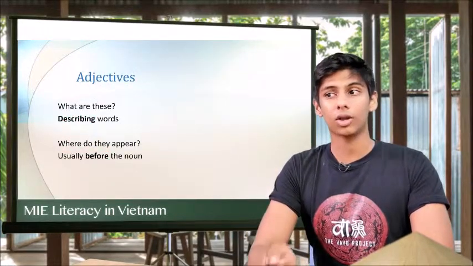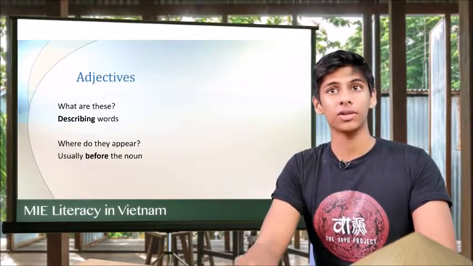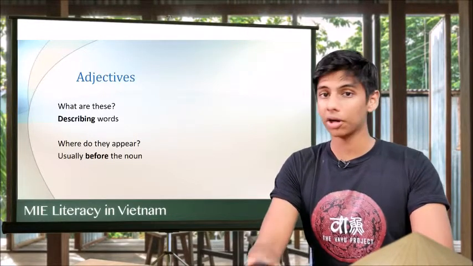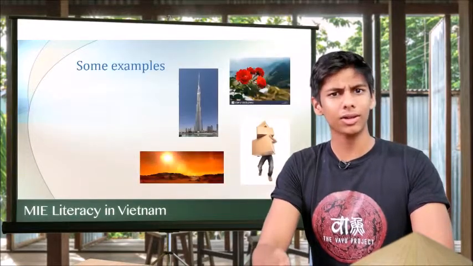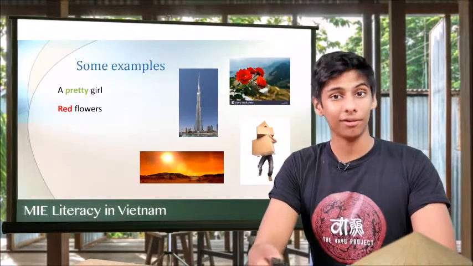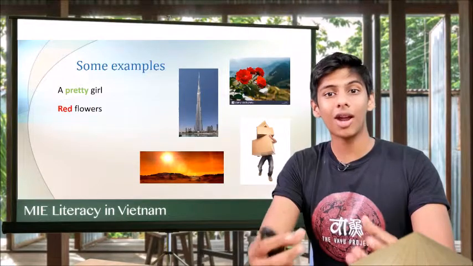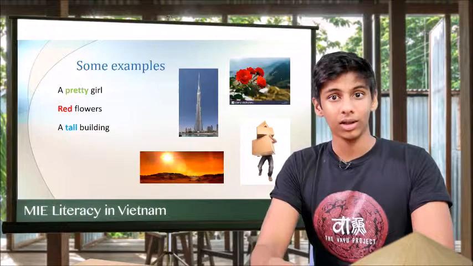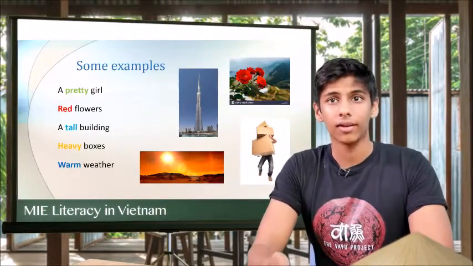And lastly, let's talk about adjectives. Adjectives are describing words, and they appear before the noun. So before the person, place, animal or thing, it's a describing word. Let's look at a few examples. A pretty girl, red flowers. So for example, the word red here is describing the noun flowers. A tall building, heavy boxes, warm weather, right?